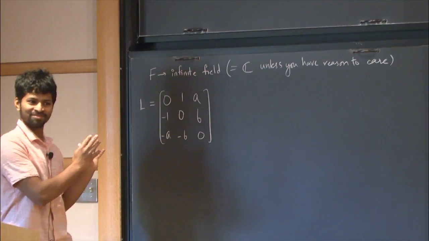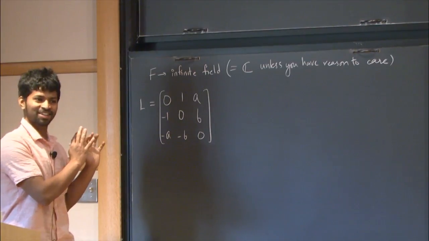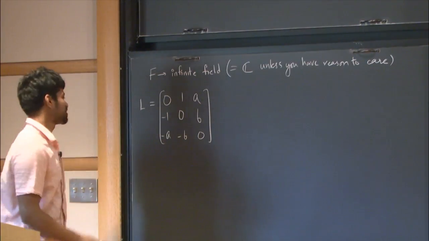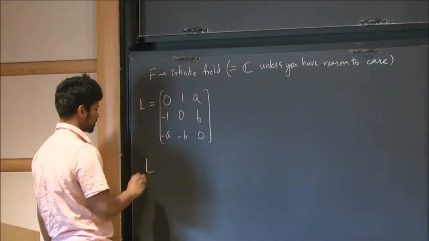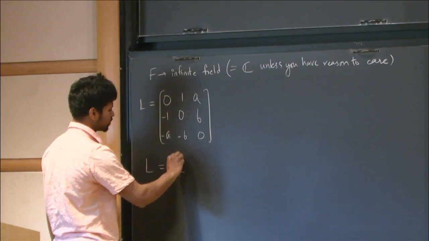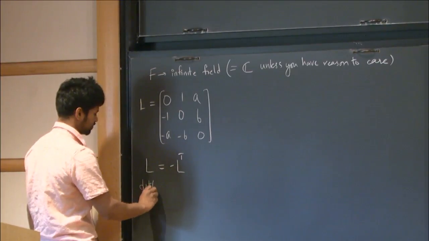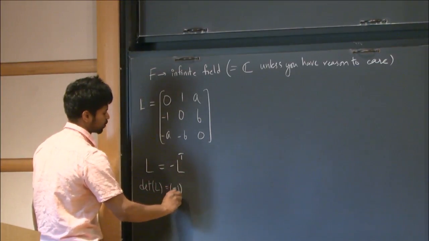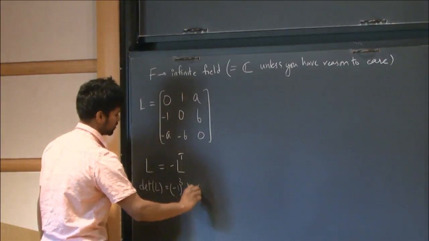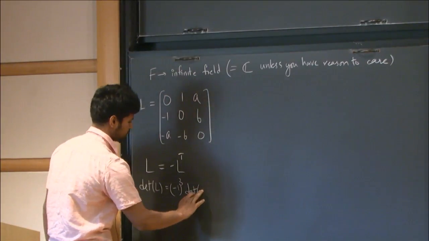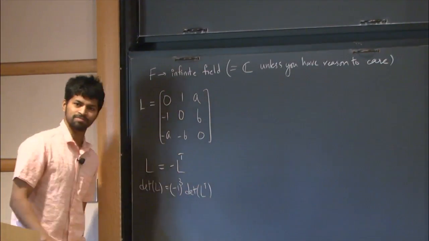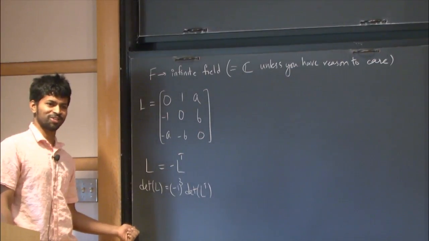Yeah? It's a factor from basically that. But I'll give you a simpler reason. L is the negative of L transpose. Now I take the determinant, which is (-1) to the 3. Therefore the determinant is 0.